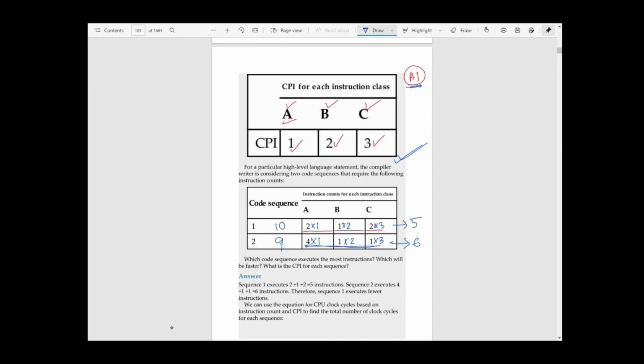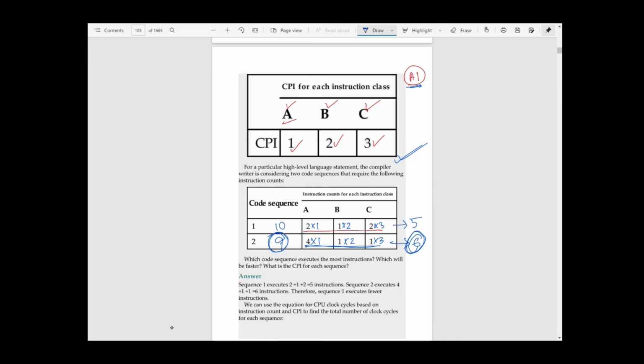So now what is the conclusion? Even though code sequence 2 has more instructions, that is 6, the total execution time, the total cycles required, is less. So the CPU time of the second code sequence will be less. So the compiler should go with the second option.